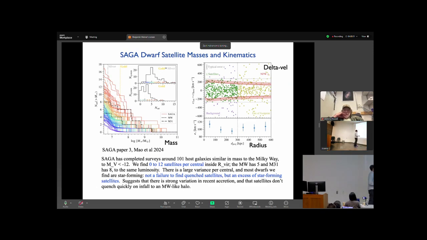On the right plot, which is what I'm going to be talking about, is the relative velocity of the satellite versus the host. The y-axis is that, and the x-axis is projected radius. Then there are some curves on there that show the velocity you expect for a dark matter halo of mass, I think either 10 to the 12 or 2 by 10 to the 12 in this plot, something very reasonable for the Milky Way. The green points here are the ones inside 300 kiloparsecs, and that's what we're calling satellites.